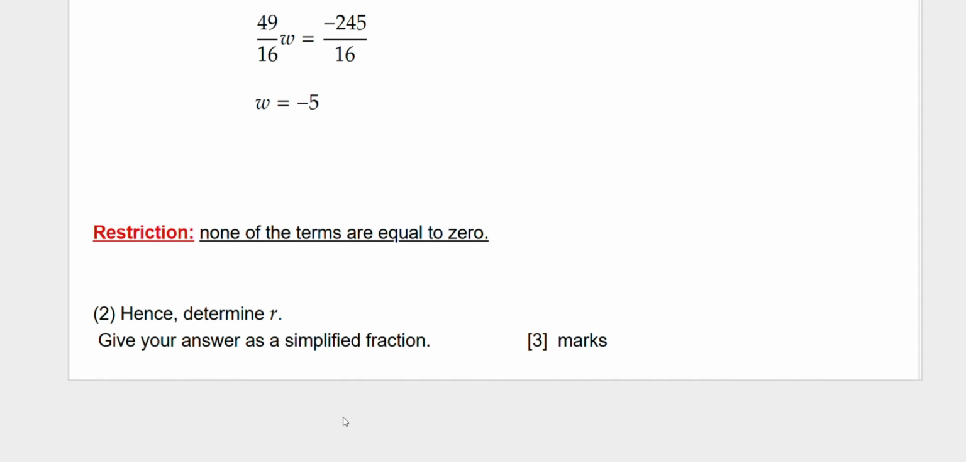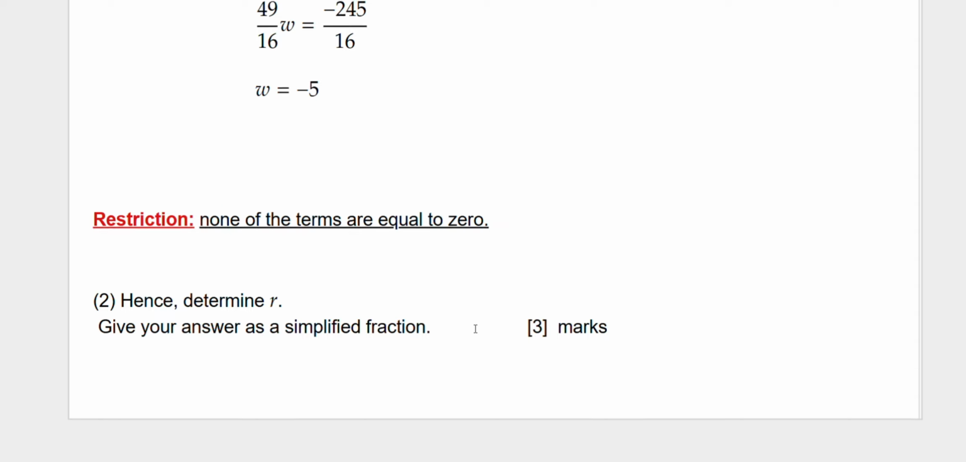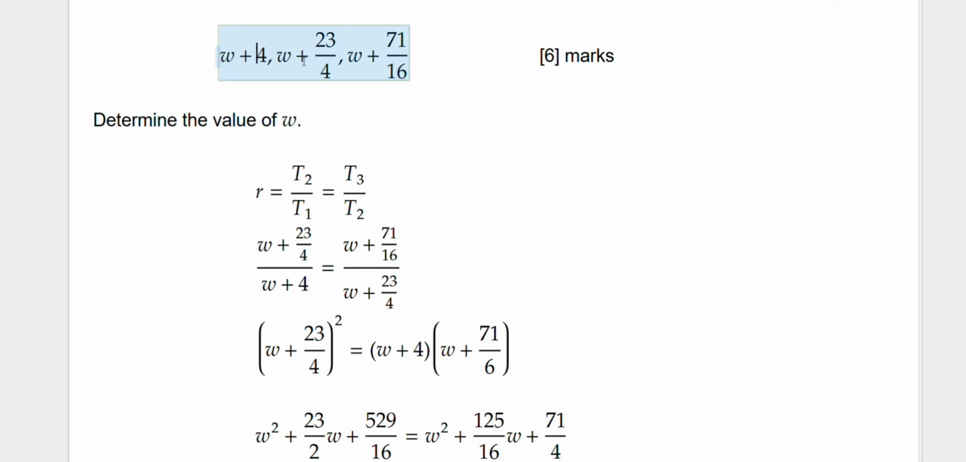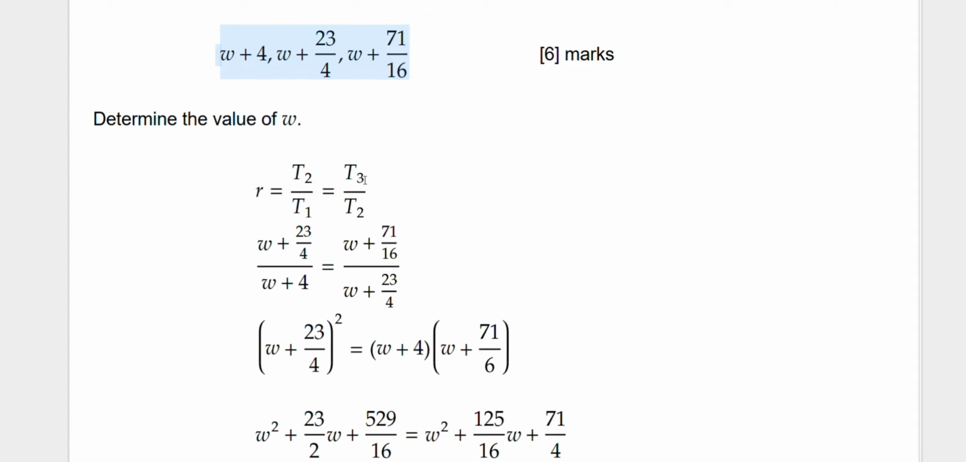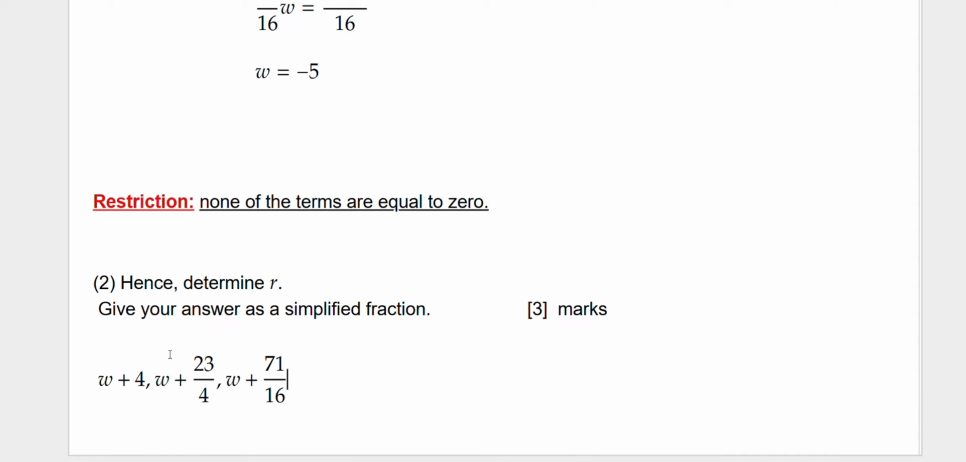Question 2, which says you have to determine the value of R. As I mentioned above, R is the ratio from the geometric sequence, which is found by doing T2 over T1. But first we can simplify. As we got our W as minus 5, we can put it in the sequence and make it a sequence of known terms without the W.